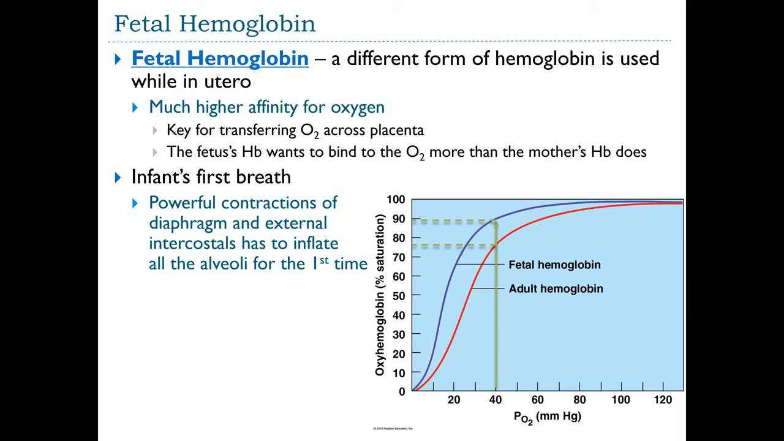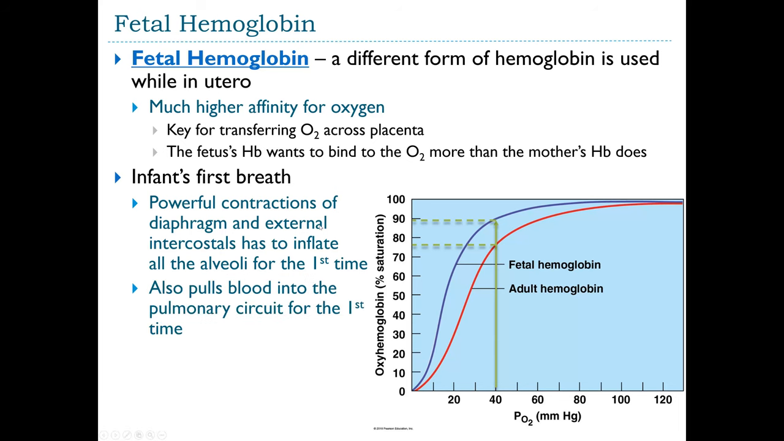So when an infant takes its first breath after birth, there is a very powerful contraction of the diaphragm and the external intercostal muscles. Remember that I mentioned that if you have to inhale and all your alveoli are collapsed, it takes a lot of energy. Well, when a baby is born, all of its alveoli are collapsed. It's never had air in its lungs. So that very first breath has to be strong enough to inflate all of the alveoli for the first time.